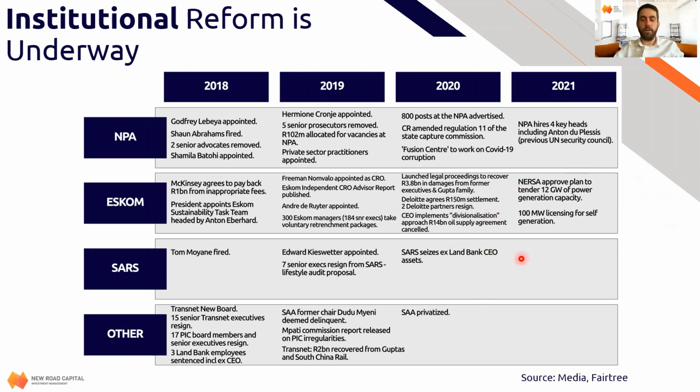So self-generation, you could generate your own power up to 10 megawatts. And now they've multiplied that up 10 times to 100 megawatts. So it's still not for sale. You can't go and start up a plant and sell that. But big businesses, the miners, the guys that use a lot of electricity, can start using alternative sources of energy and generating their own power.